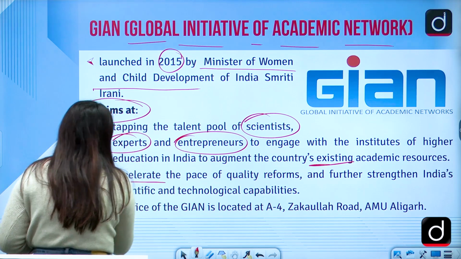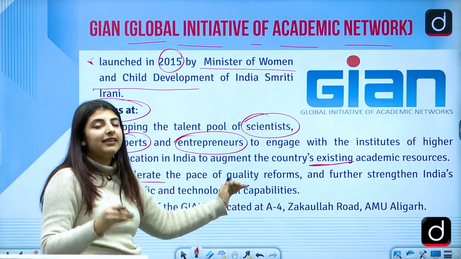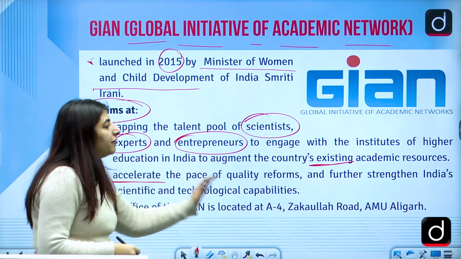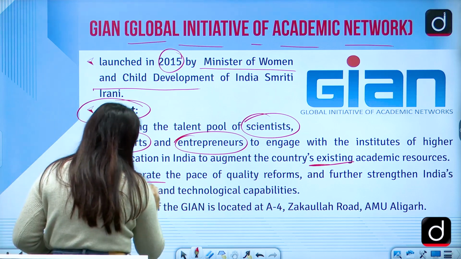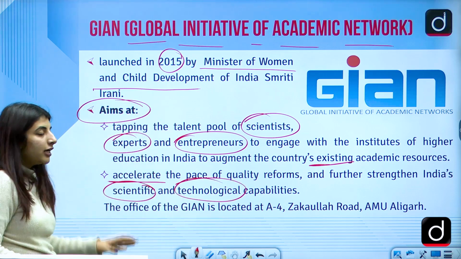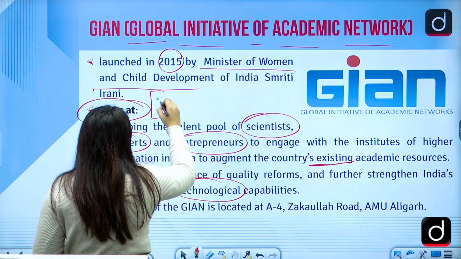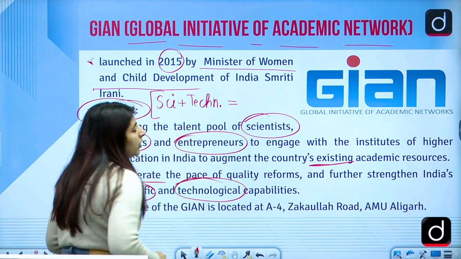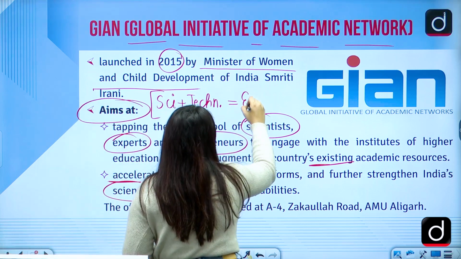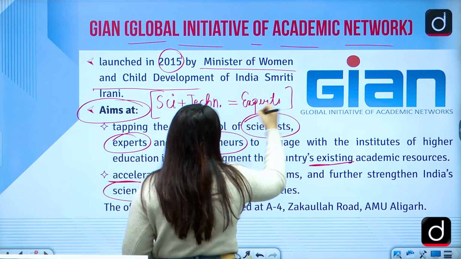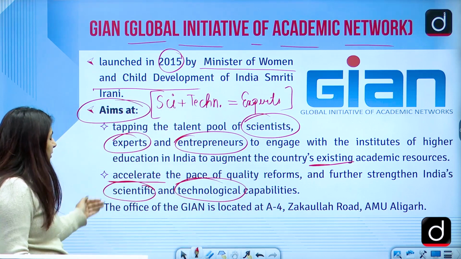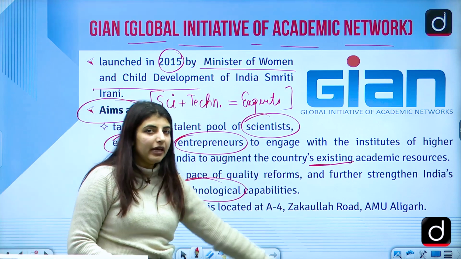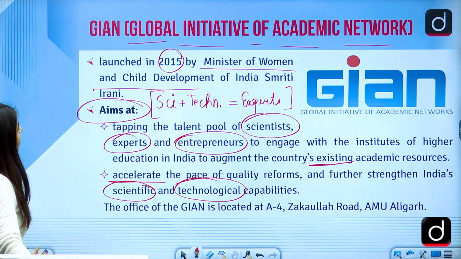Then accelerate, which means pace up the quality reforms, if there is any reform related to the field of education which is required, and further strengthen India's scientific and technological capabilities, right? So this one obviously is also aimed at science and technology, but with the help of experts in particular fields. Correct? And where is it located? The office of Gyan is located in AMU Aligarh. You need not remember the whole address obviously. In Aligarh, its main office is there.